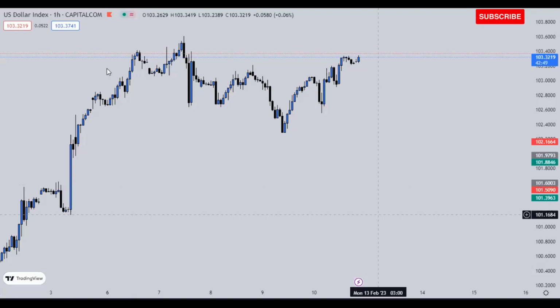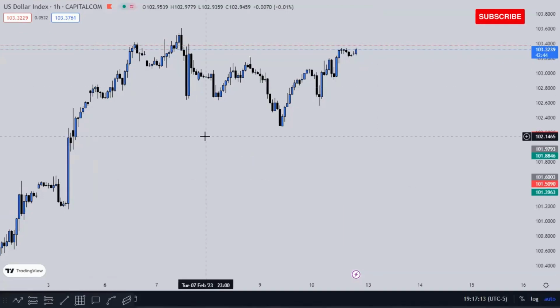Right here on my screen, this is the DXY dollar index on the 1 hour chart. So I'm going to draw out my levels. What we do here, support and resistance. So we just look for levels below and above price, where we're looking for the price to tap in so we can grab a trade.